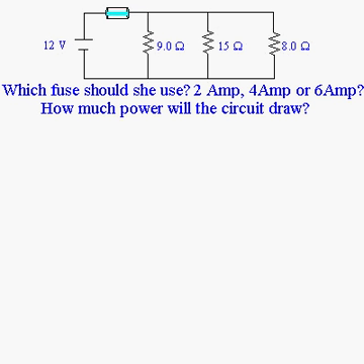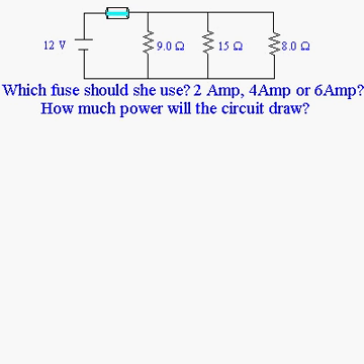Now, in order to answer these questions, we're going to have to figure out the current. After all, it's the current that determines the kind of fuse that you're going to use, and we can also relate current to power. So we have to figure out the current. Now, to figure out the current, we're going to have to figure out the effective resistance of all 3 of those resistors. To do that, we have to realize that these resistors are hooked up in parallel.